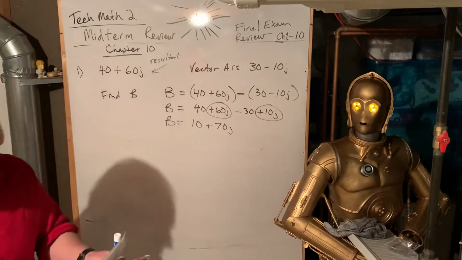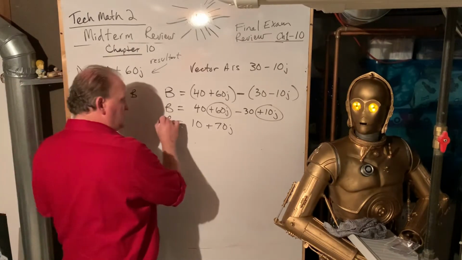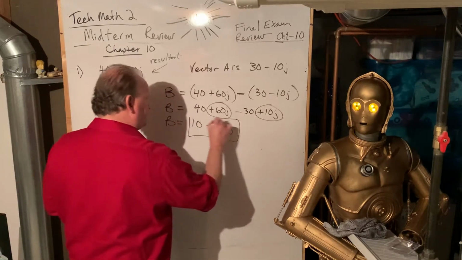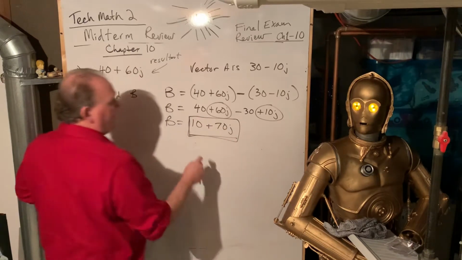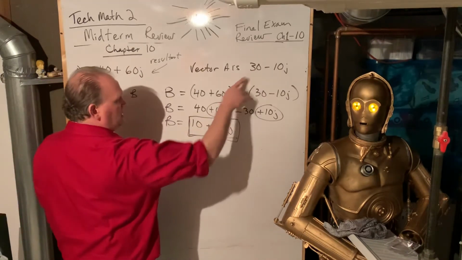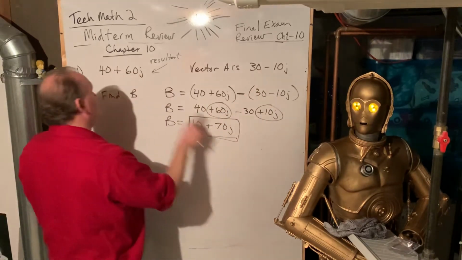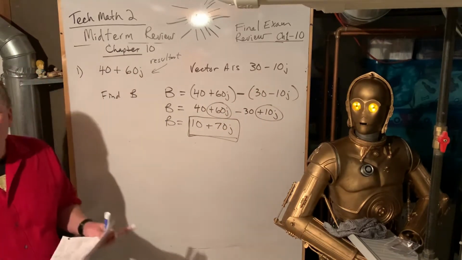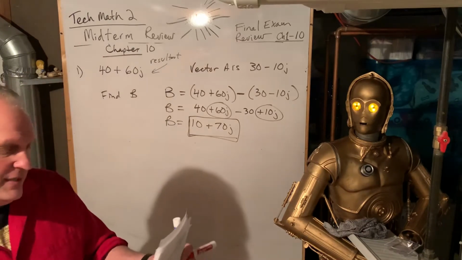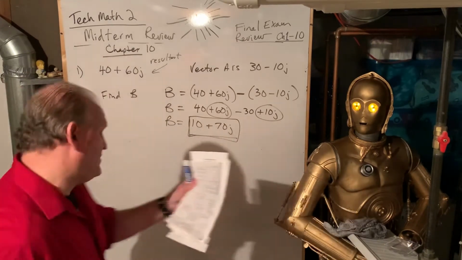And you can totally double check that. That's fine. There's my answer. That's vector B. If you take this and add it to that, what's 30 plus 10? That's 40. What's negative 10 plus 70? That's 60. So you can totally double check that one. It's just like that on the test, so be careful with that.